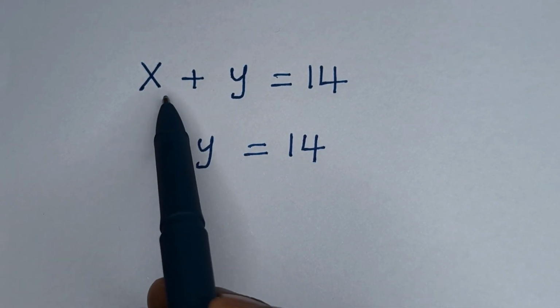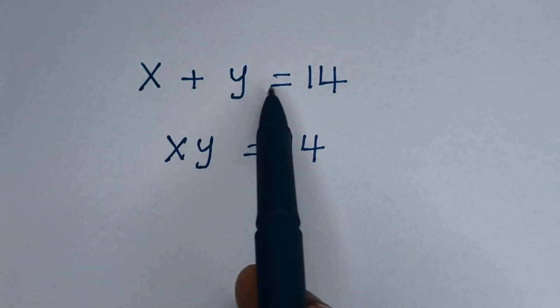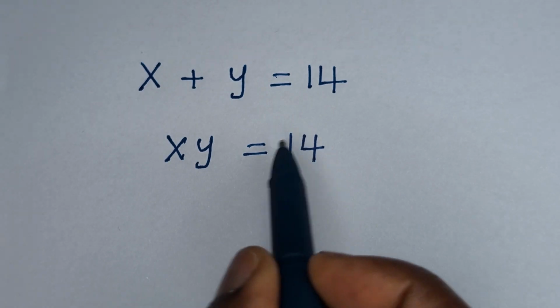Hello, how to solve for x and y in this equation? x plus y is equal to 14, xy is equal to 14. Solution.